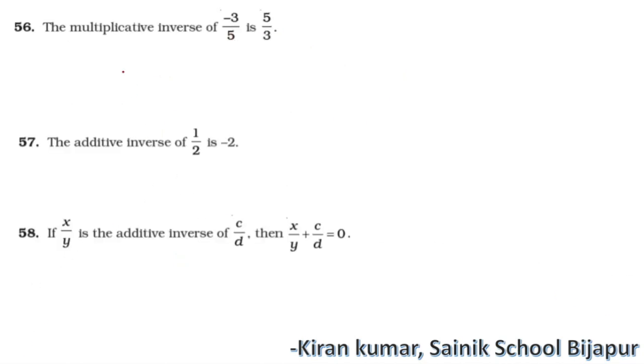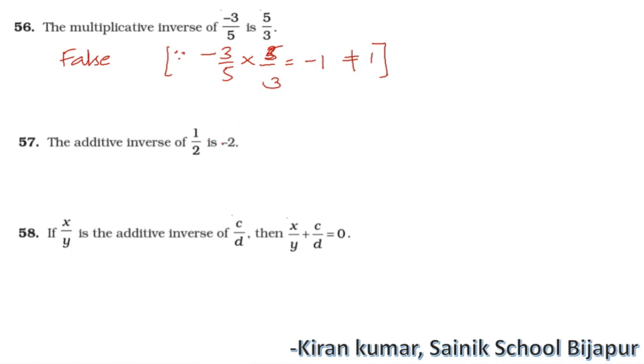Statement number 56. The multiplicative inverse of minus 3 by 5 is 5 by 3. This particular statement is a false statement. The reason is whenever we multiply negative 3 by 5 with positive 5 by 3, the product will be minus 1 and this is not equal to positive 1. If the product becomes equal to 1, we say multiplicative inverse. In this case, it's not.